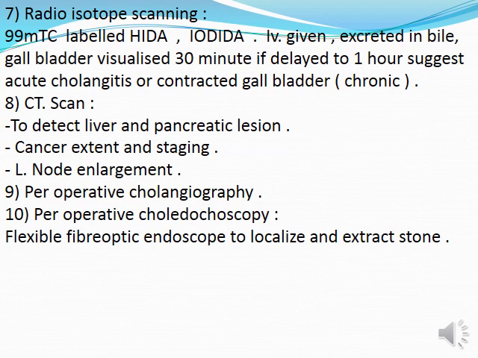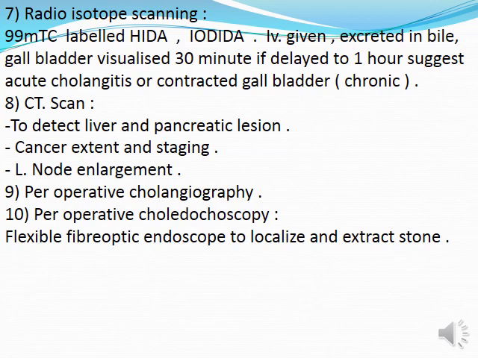This material is given intravenously and extracted in bile, goes toward the gallbladder, and then the gallbladder is visualized within 30 minutes. If delayed to 1 hour, it suggests acute cholecystitis or a contracted gallbladder in case of chronic cholecystitis.